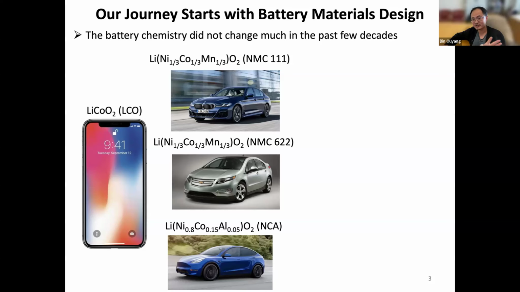They have the same structure, which is layered oxide. Quite a simple structure: you have alternating lithium layers and transition metal layers, and lithium is going to move through the lithium layer. It sounds like battery people are not so creative, right? I mean, we've been working on this kind of thing for several decades. But there's actually a reason for it.